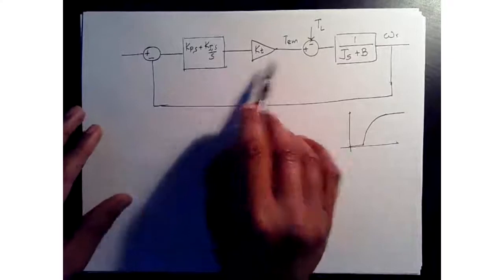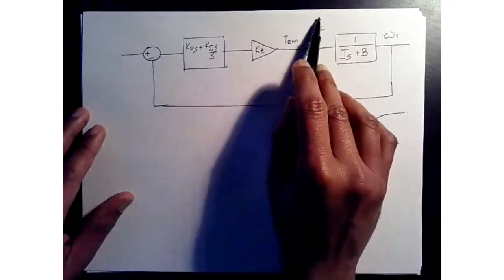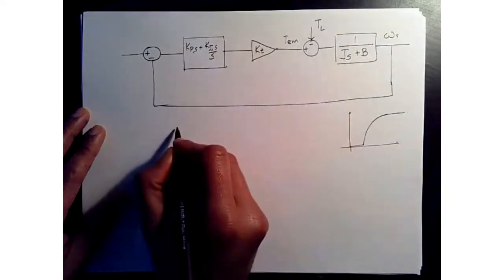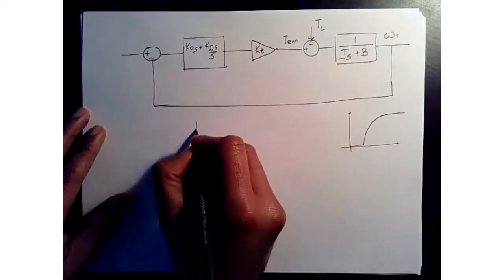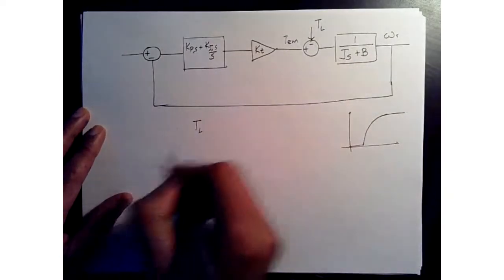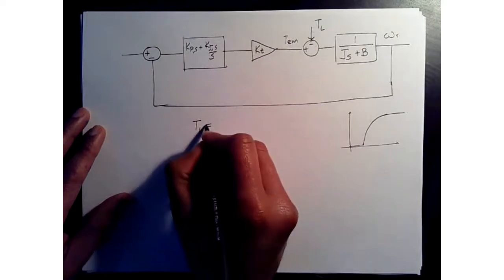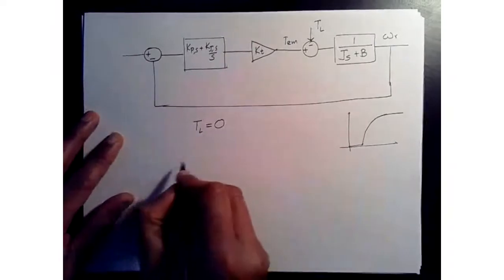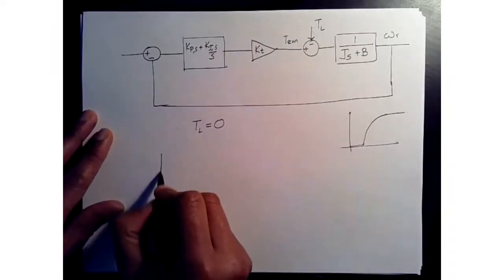All right. Okay, so now we have our TL, our load torque. Similar to our back EMF, we can treat load torque as a disturbance. We can assume that to be 0. Okay, so then we are left with the following system.